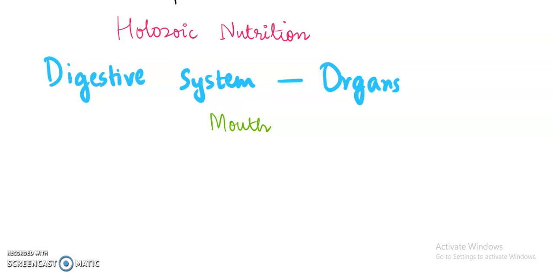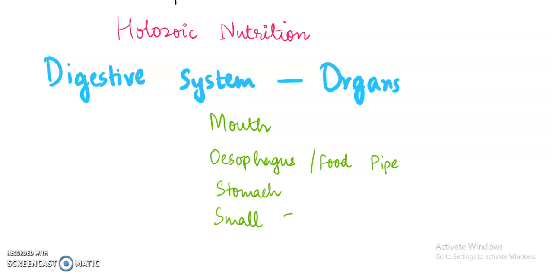So we start with the mouth, then the food goes in the esophagus, which is also known as the food pipe. Then food goes in the stomach, then in the small intestine, and at the last, it goes in the large intestine, right? So, one after the other, these are the organs.